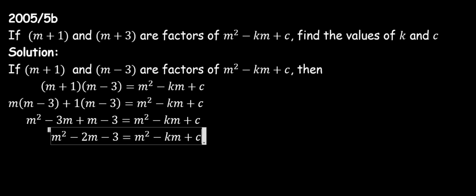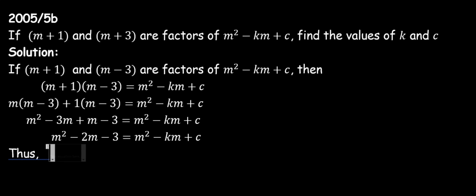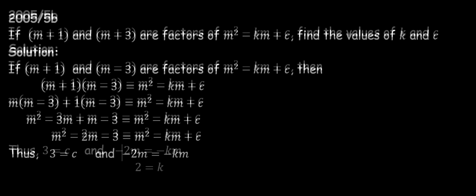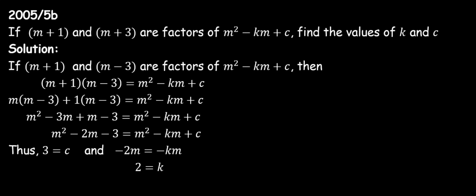Thus, comparing terms, when we compare the left hand side to the right hand side, we can say that minus 3 is equals to c and minus 2m is equals to minus km. From there, we can deduce that 2 is equals to k. Next, we take another subtopic, coefficient of a term in expansion. This is a subtopic under expansion.